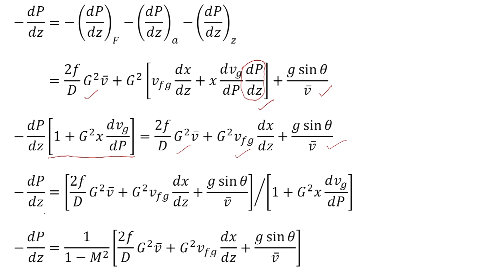So, dP by dz, the pressure gradient, is equal to 2 f by d G square V bar plus G square Vfg dx by dz plus g sin theta upon V bar, upon 1 plus G square x dVg by dP. Now, this term G square x dVg by dP represents the compressibility of the gas phase, and we denote it as minus m square.